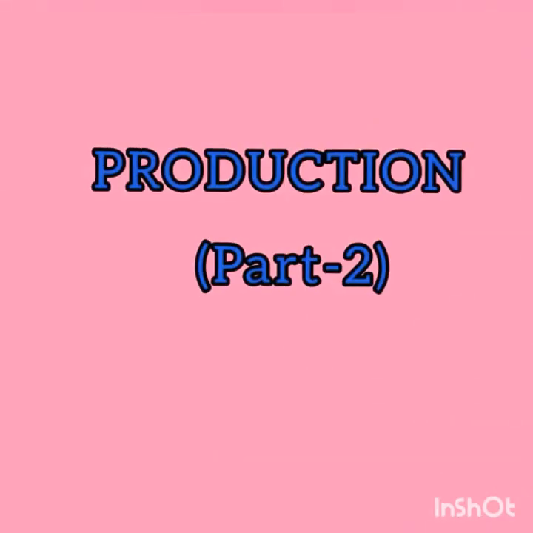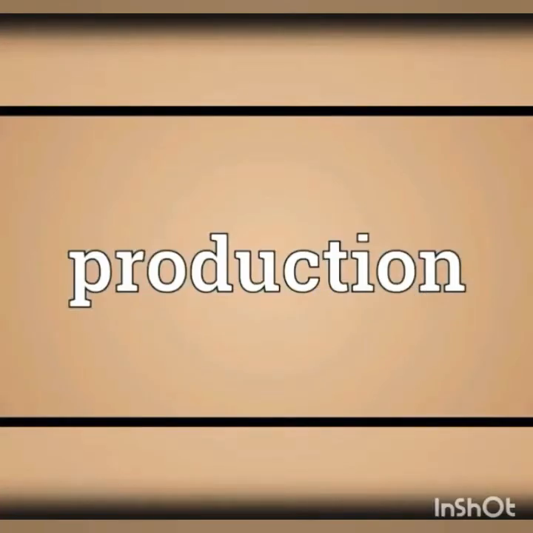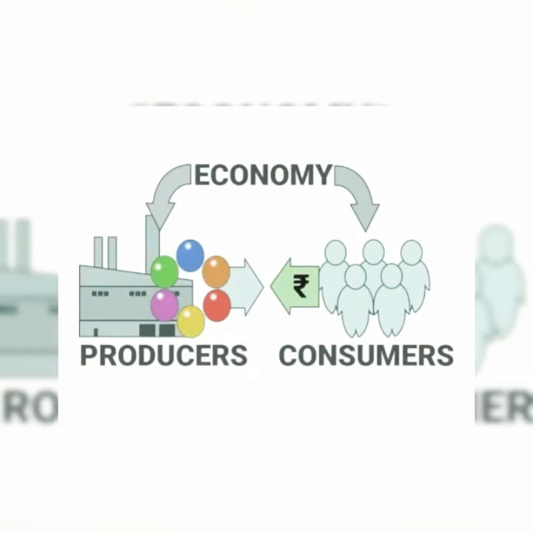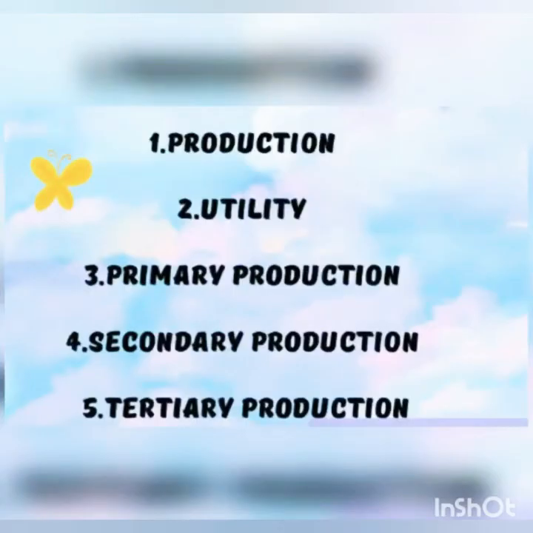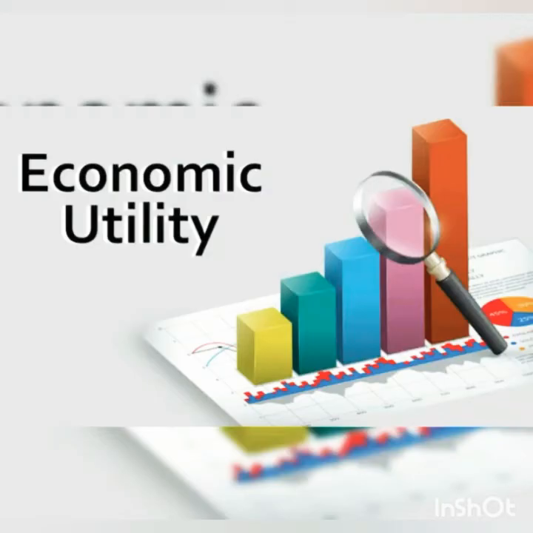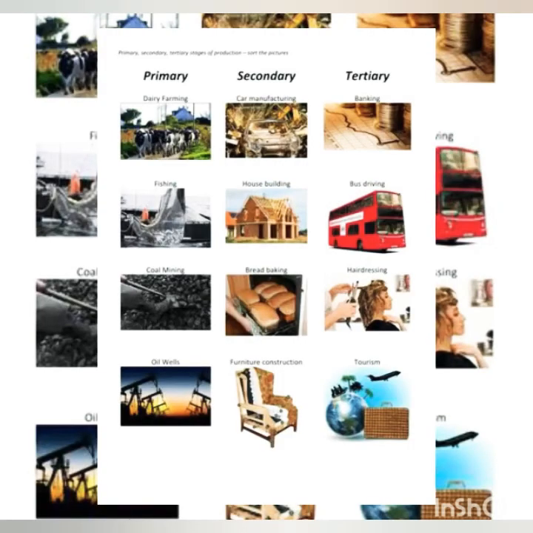Today we are going to see the part 2 video of production in civics part. A small recall of the previous production session: what we learned is the meaning of production, the meaning of utility, types of utility and types of production. In types of utility, we saw form utility, place utility, time utility. In types of production, we saw primary production, secondary production, tertiary production.